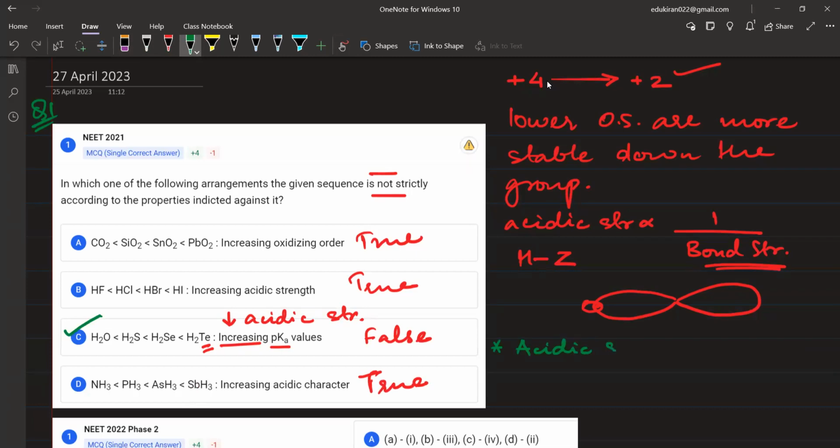Acidic strength of hydrides increases down the group. All of you understood this? Yes or no? Please tell me. Yes, sir.